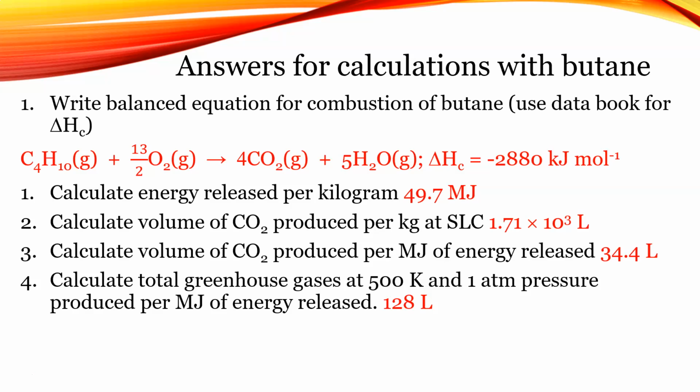So then when I've gone through all the calculations for part 1, I've got 49.7 megajoules. For part 2, oh, sorry, that's actually 2. Lovely old Word or PowerPoint started renumbering. Apologies for that. So the third one, 1.71 by 10 to the 3 litres. The fourth one, 34.4 litres. This was assuming SLC. I didn't write it in there, but that's what we'd been assuming earlier.